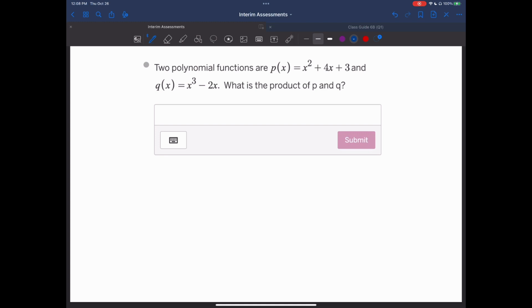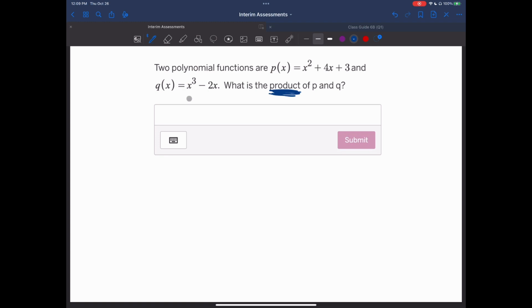All right, let's see. So this one says two polynomial functions are p of x equals this thing and q of x equals this thing. And then they ask us, what is the product of p and q? I'm going to underline that. Okay, think, what does product mean in math? You should think multiply. So we are simply being asked to take these two polynomials and multiply them together.